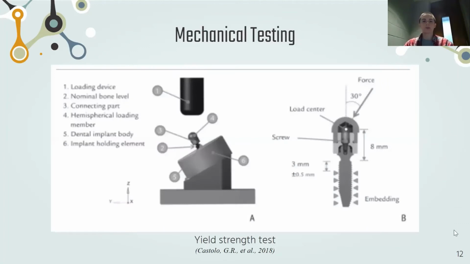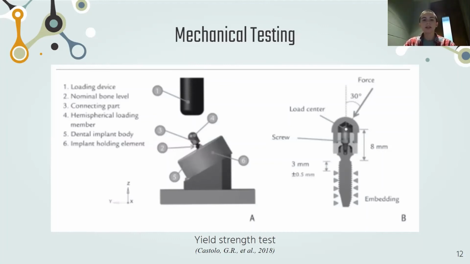To test the mechanical properties of our dental implant, we would perform two different tests. The first is a yield strength test, and you can see the setup in the figure here. In this test, a dental implant is loaded into a test fixture that holds it at an angle relative to the loading device, which in this case was 30 degrees. Then the loading device applies a force at this prescribed angle until failure is reached.